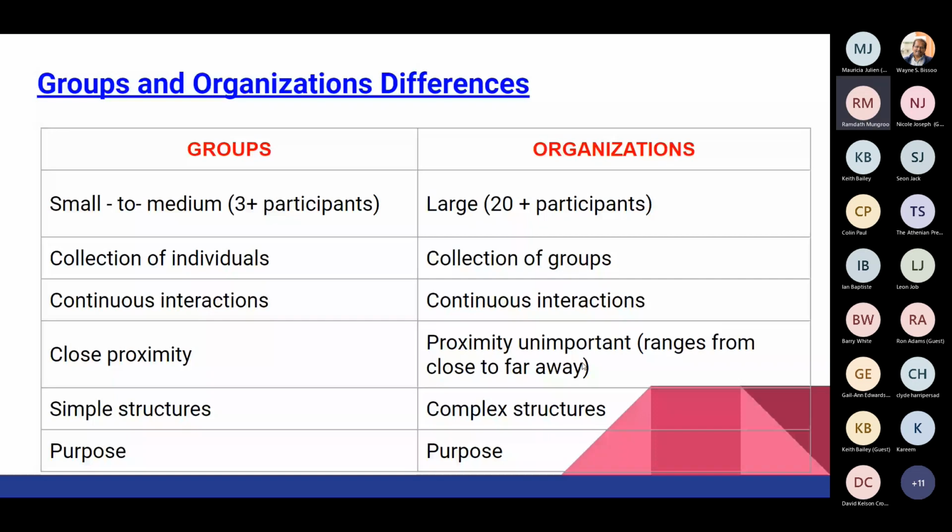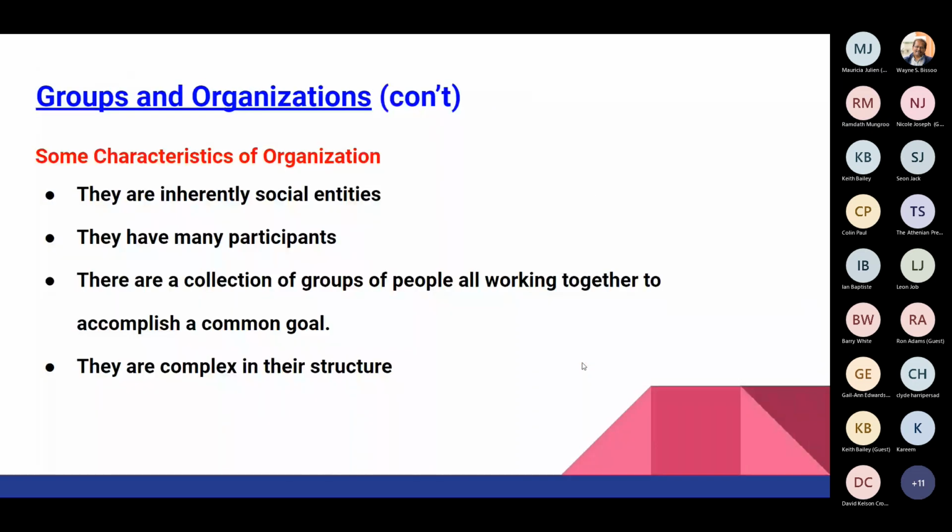So we ask also with regards to structure. There are simple structures within groups, yet there are complex structures within organizations, as we will talk about further in later slides. But both groups and organizations do have purpose, and purpose means why they exist. So these are some characteristics of organizations.